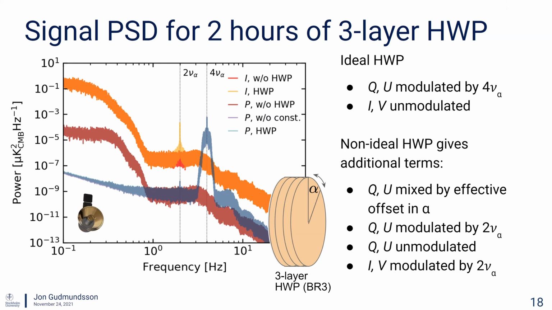So one thing that you can do once you've implemented this algorithm is scan the sky for 2 hours. This is just a lambda CDM sky realization with ideal half-wave plates and with non-ideal half-wave plates. The thing that I want to draw your attention to is that if you scan a realization of the sky that only has polarization, with a non-ideal half-wave plate, when you look at the PSD of the signal time stream, you will get a small peak here at 2 times the modulation frequency of the half-wave plate.